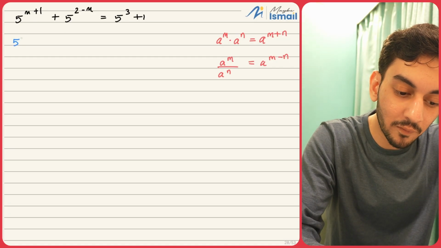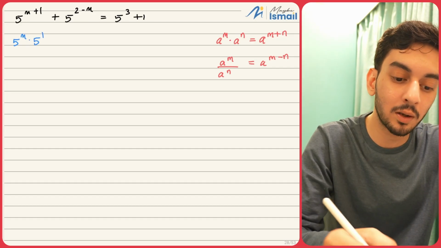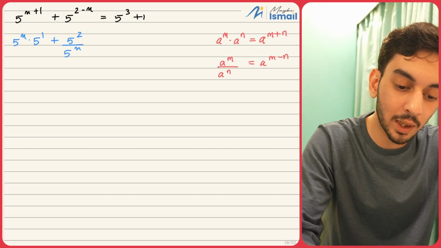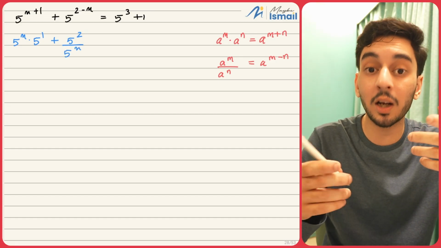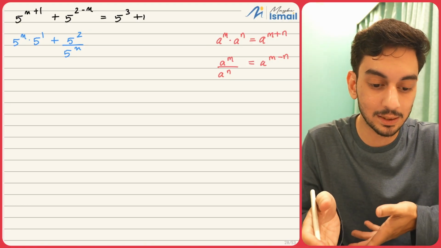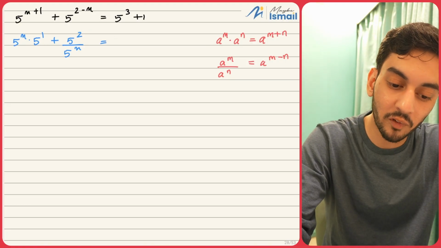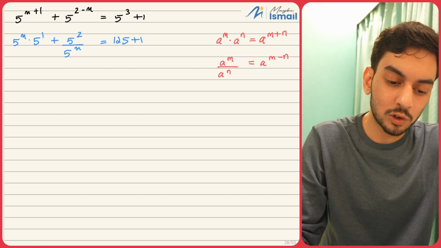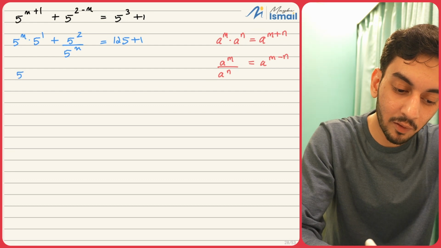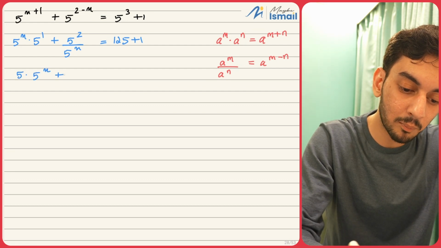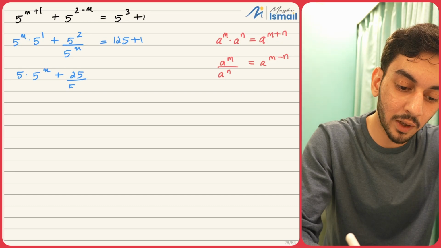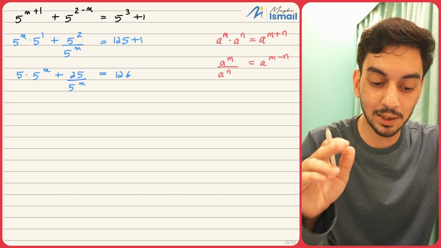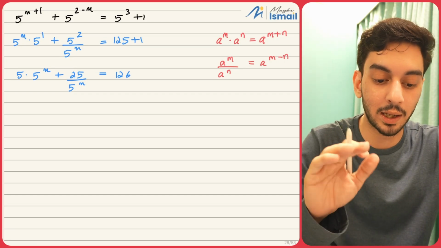So I can say it is actually 5 raised to x times 5 raised to 1, plus the same thing over here, 5 raised to 2 upon 5 raised to x. I just assume that it was like that. That is why it looks like this. So I just undo the thing. Is equal to 5 cube is 125 plus 1. Fair enough, looks really good to me. I can say this is 5 times 5 raised to x plus 25 upon 5 raised to x is equal to 126.